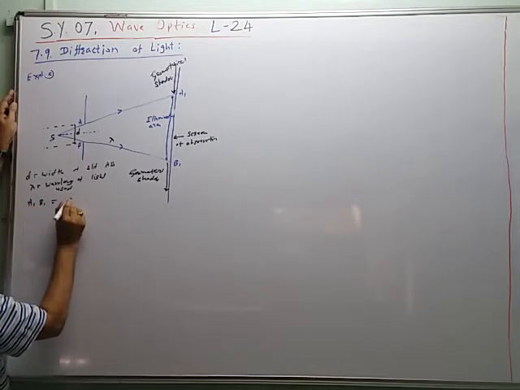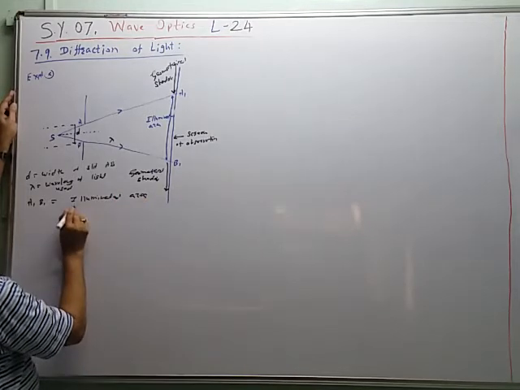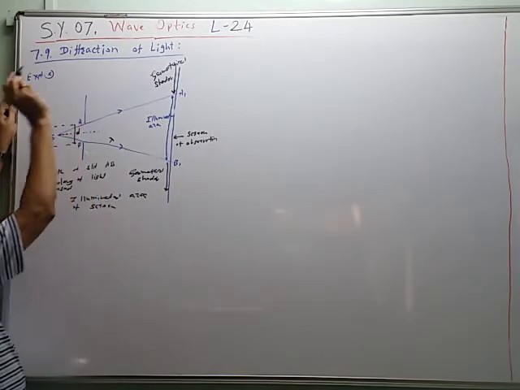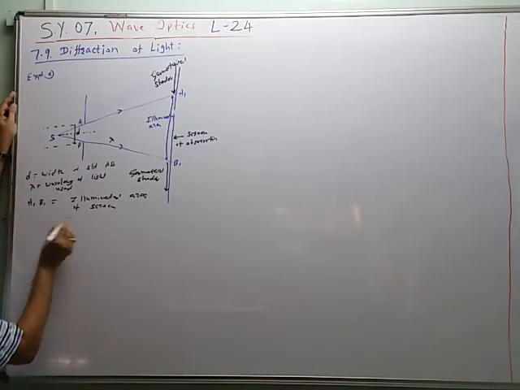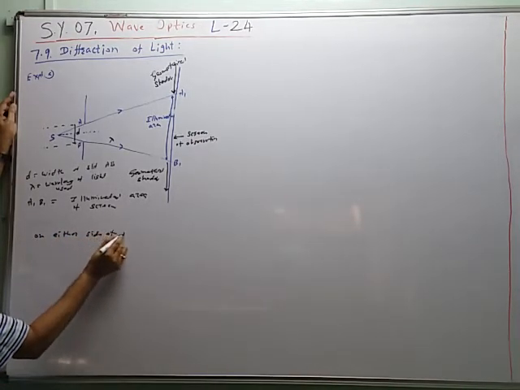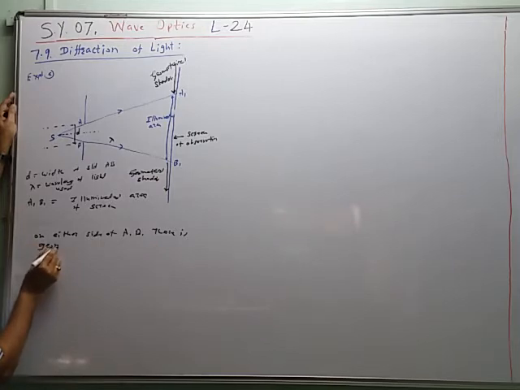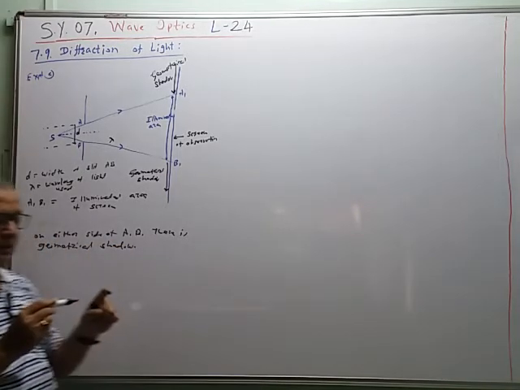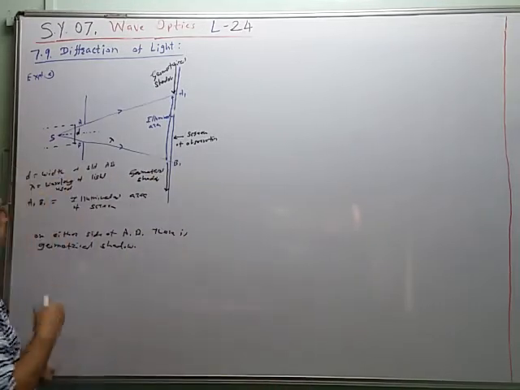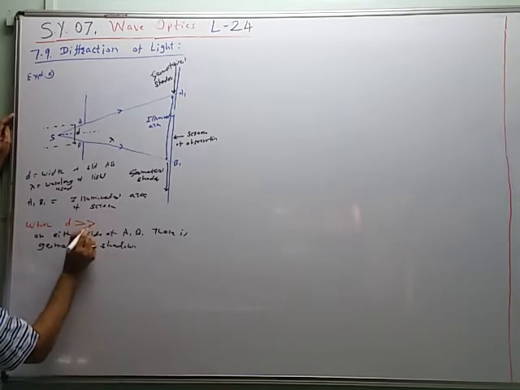A1, B1 is the illuminated area of the screen, and above A1, below B1, on either side of A1, B1, there is geometrical shadow. There is a geometrical shadow, meaning darkness. So these are the observations, but there is a condition: when the width of the slit is very much greater than lambda.